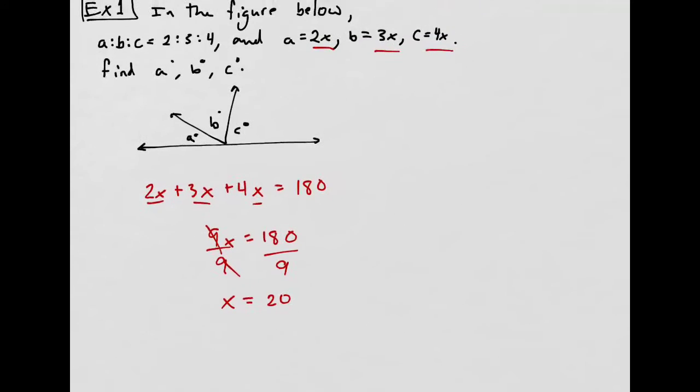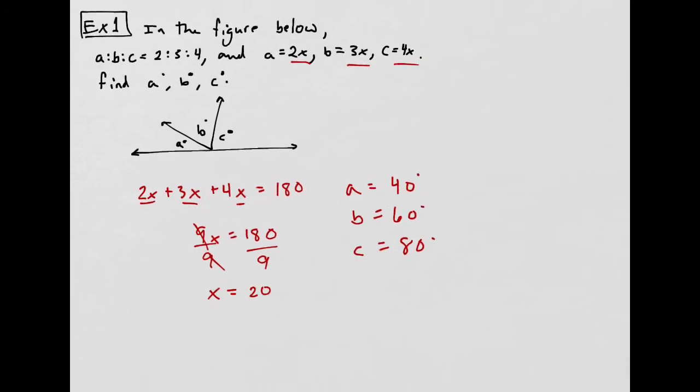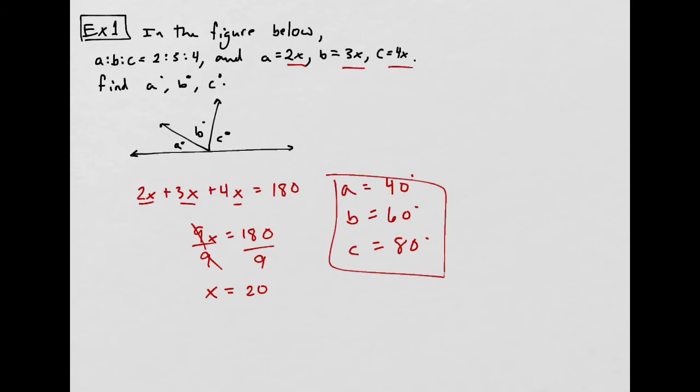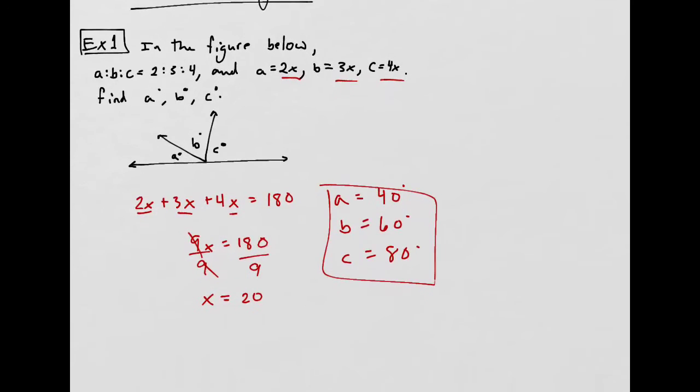And then to find A, see, we're not done. We found x. We want to find A, B, and C. So A equals 20 times 2. So that's 40. B is equal to 20 times 3. That's 60. And C, that's 20 times 4 is 80 degrees. There we go. Easy enough. So the key thing to remember here is that straight angles add up to 180. And if you go all the way around, that adds up to 360 degrees. So there you have it.